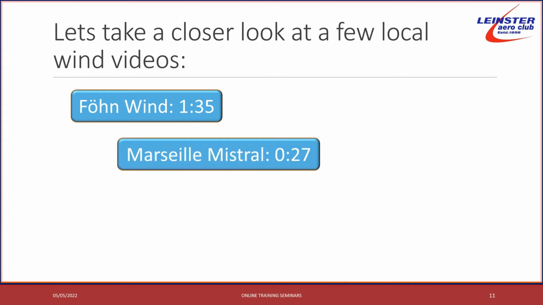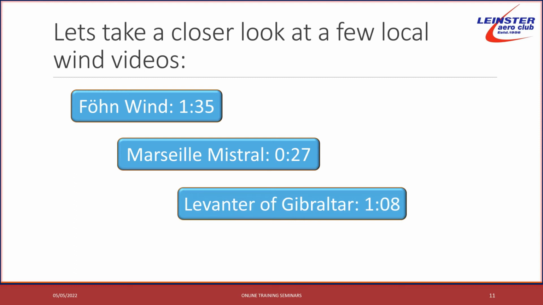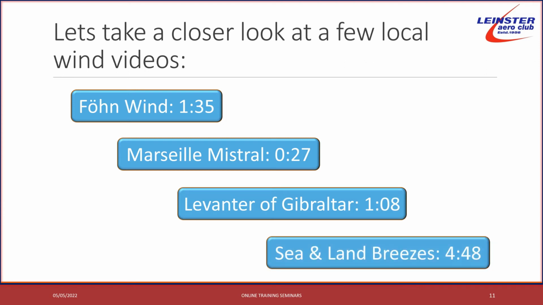And even better, the next one describes very, very briefly how the Marseille Mistral, I'm sure you've all heard of, tends to form. And the third one, again, is just a short 1 minute 8 seconds. I was lucky enough to see on the charts a levanter blowing in Gibraltar, so I made good use of that. We can see that shortly. And then, slightly longer, 4 minutes 48, a description of the formation of sea and land breezes.